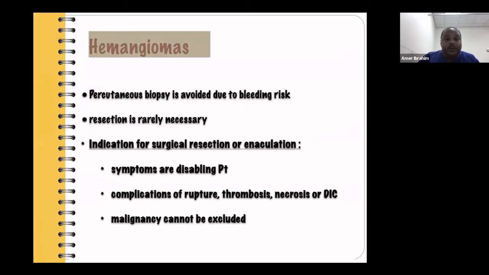So what do we do for it? The diagnosis is mainly based on radiological investigation. We don't advise any percutaneous biopsy, because it could bleed easily. Resection is rarely necessary. In cases of symptomatic hemangiomas, we can offer the patient surgical intervention in the form of resection or even enucleation.